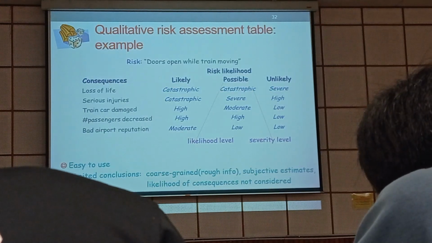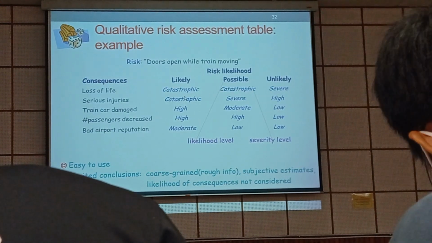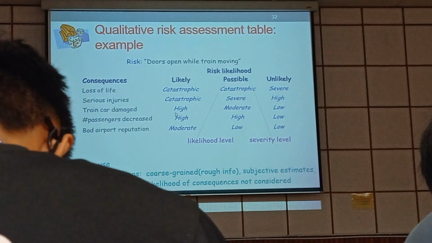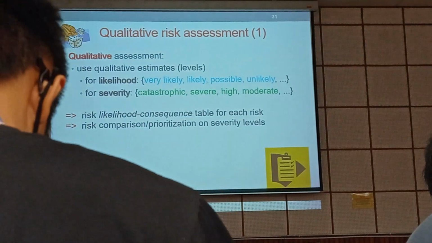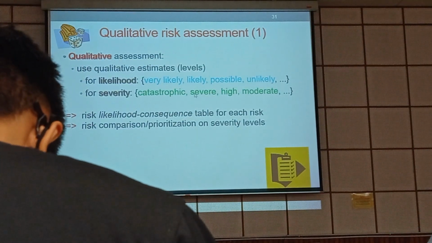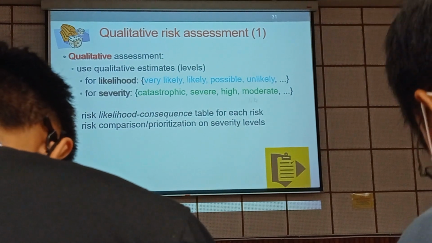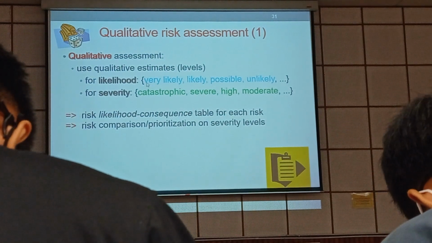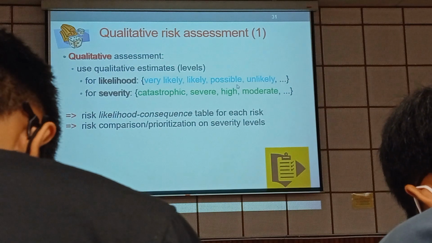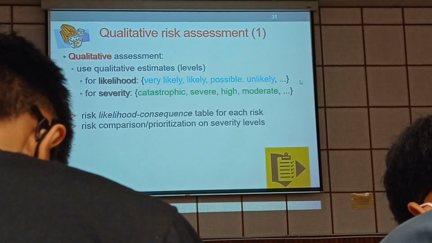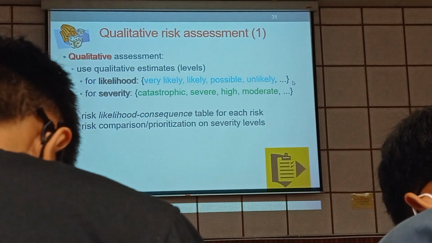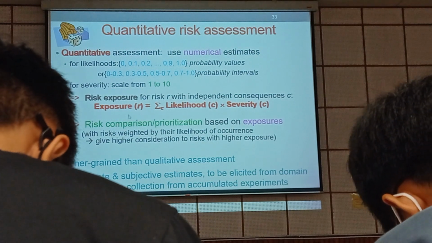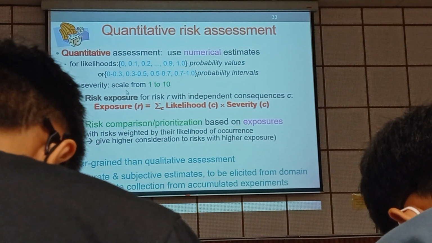Okay. So what is catastrophic? What is catastrophic, class? Catastrophic means very, very serious. So you have the measurement over here. I gave you an example. Catastrophic means very serious. From there, slowly go down. Severe. Then you have high, moderate, and then of course low. Then for likelihood, you have very likely, likely, possible, unlikely, and never happen. So you go down. Understand? Okay. Continue.